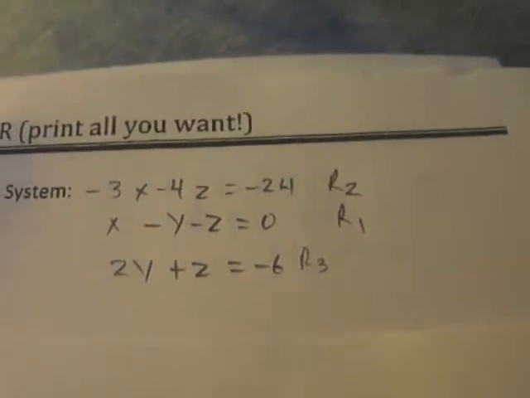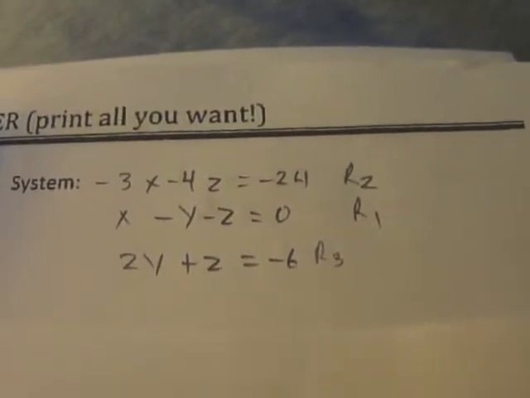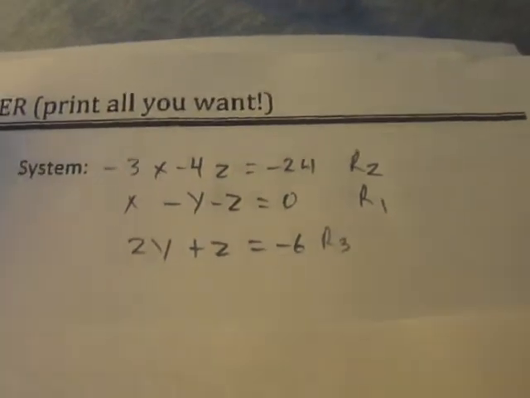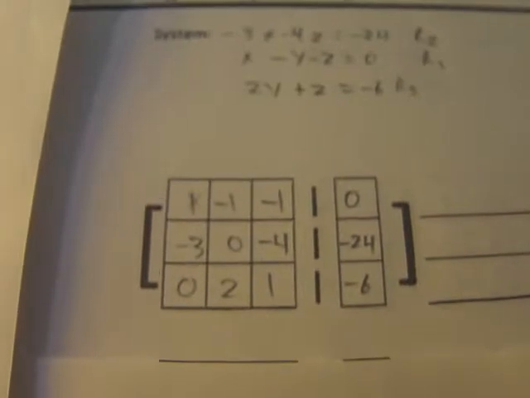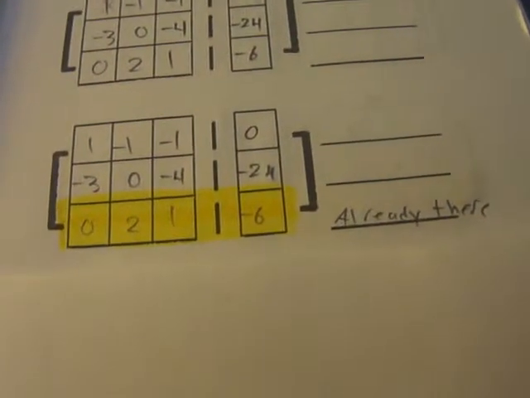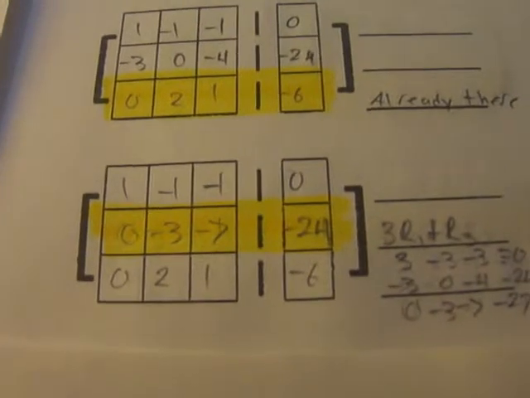For the first one I put it as row 2, second as row 1, and the third one as row 3. That way we already have a 0 for x. That way we don't have to do any work for this first one, because we need a 0 there and it's already there, so that will save us time.